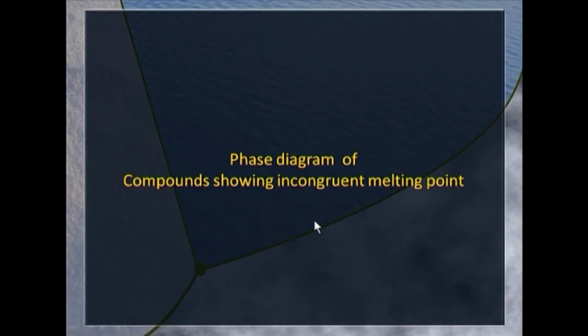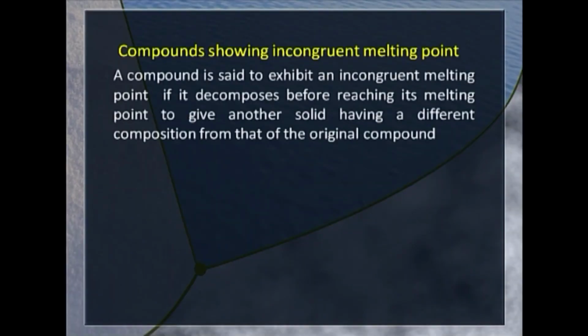After having seen the phase diagram for a system showing congruent melting point, let us move on to the system in which the compound formed shows an incongruent melting point. What is incongruent melting point? The compound, if it is unstable, cannot be heated to its melting point. Before that, it decomposes to give another solid having a composition different from the composition of the original compound. Then such a solid is said to possess an incongruent melting point.